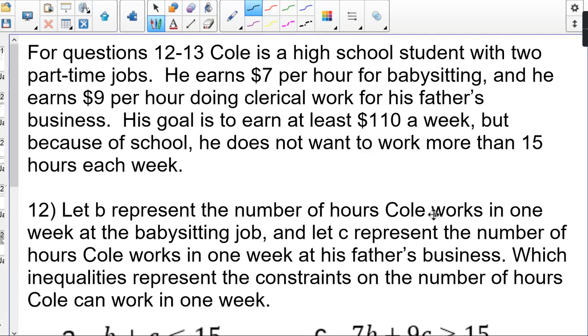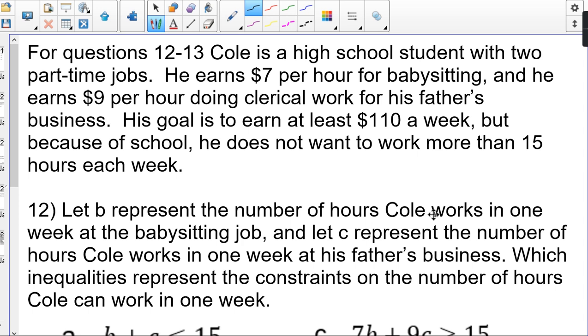For questions 12 to 13, Cole is a high school student with 2 part-time jobs. He earns $7 per hour for babysitting, and he earns $9 per hour doing clerical work for his father's business. His goal is to earn at least $110 a week. But because of school, he does not want to work more than 15 hours each week.